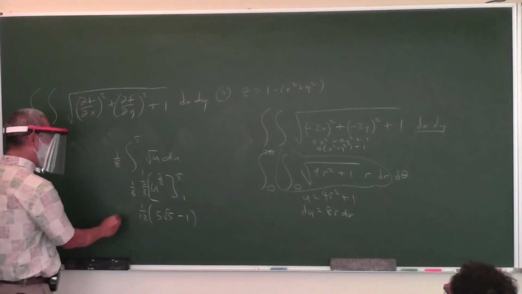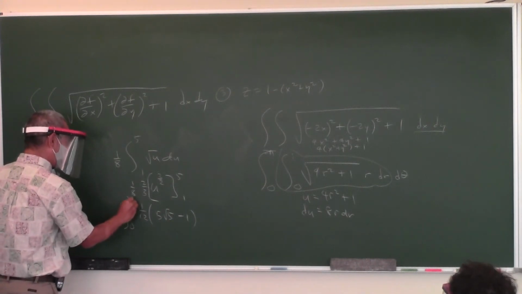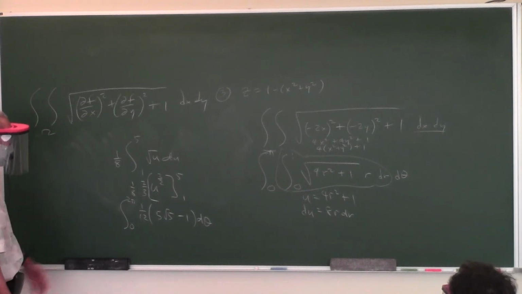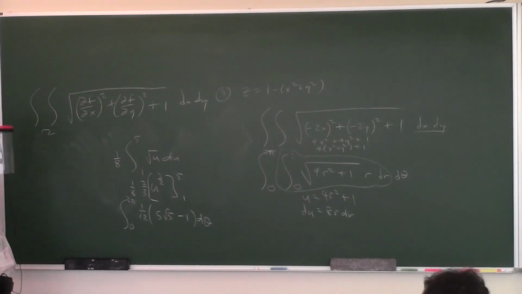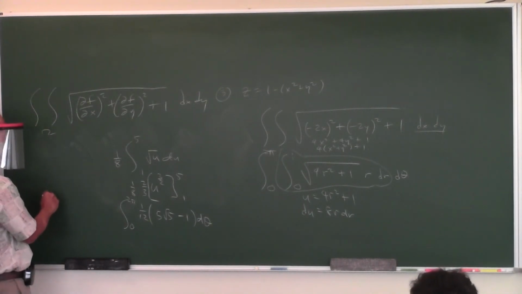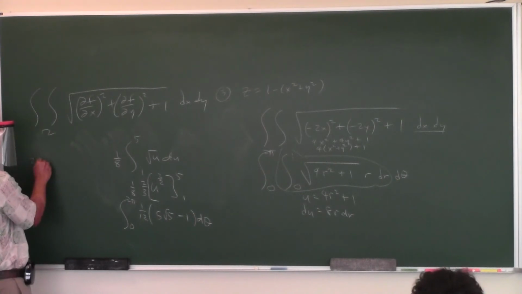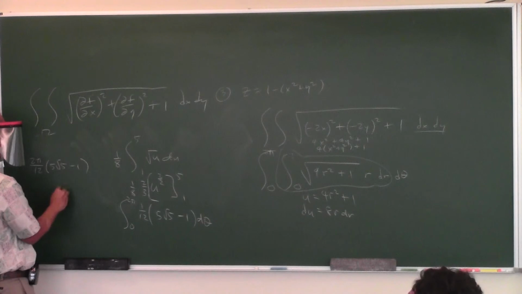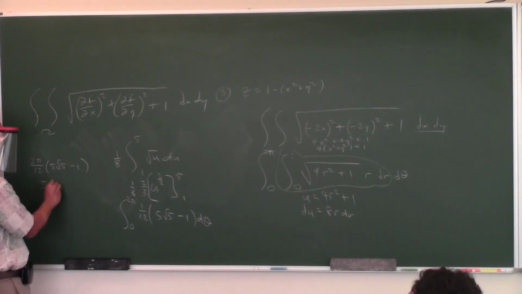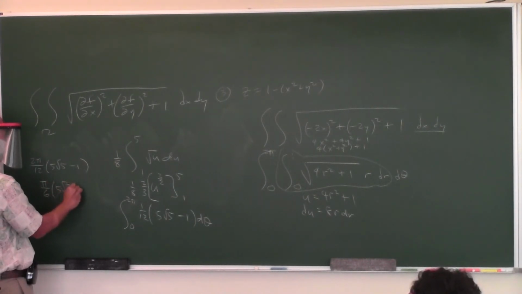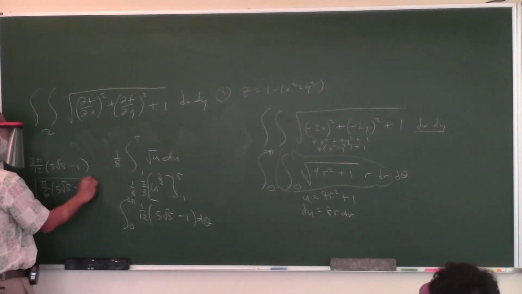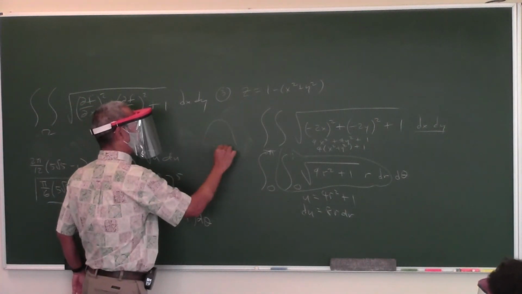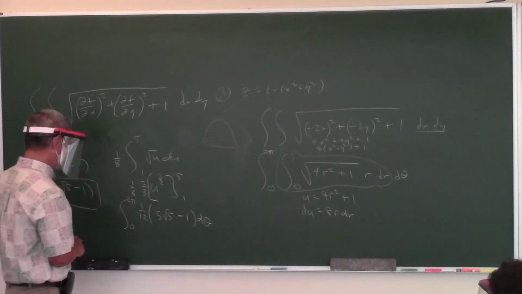Okay, and then now you've got to integrate this from 0 to 2 pi with respect to theta. But since there's no theta in it, you just multiply by 2 pi, right? So if you multiply by 2 pi, you get 2 pi over 12 times (5 root 5 minus 1), which is pi over 6 times (5 root 5 minus 1). And that is the surface area of, why did I erase that? The surface area of that paraboloid.